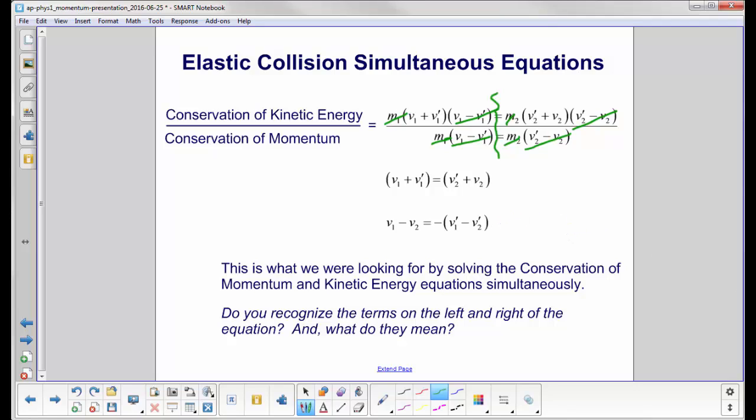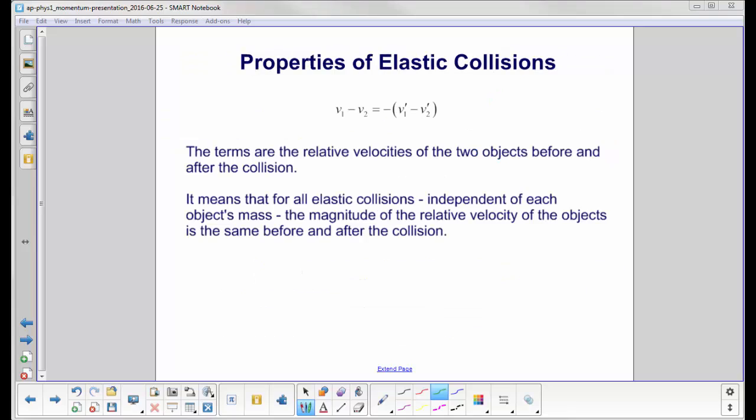What do they mean? What do those terms mean, the ones on the left and the right? The terms are the relative velocities of the two objects before and after the collision. Relative velocity is defined as the difference between two velocities. So this relative velocity is the velocity at which the particles come closer to each other, and this is their relative velocity as they move away.